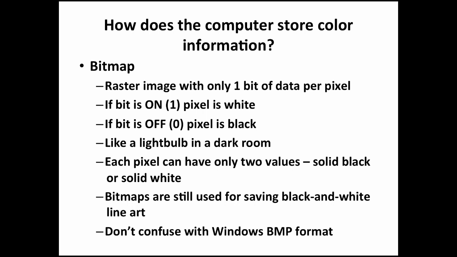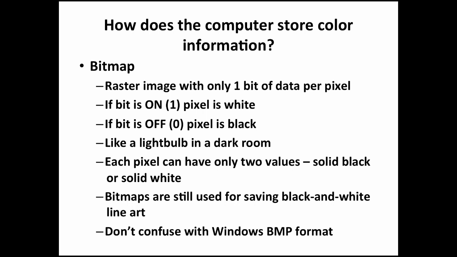If that same bit of data is turned off, in other words, if it's occupied by 0, the pixel appears black on screen. You can think of this like a light switch that turns on a light bulb in a dark room. When the light switch is in the on position, the light turns on and the room appears white. When the light switch is in the off position, the light is off and the room appears black. So in a bitmap image, each pixel can have only 2 values. The pixel can either be solid white or solid black. Nothing in between. It can't be gray, it can't be a color.